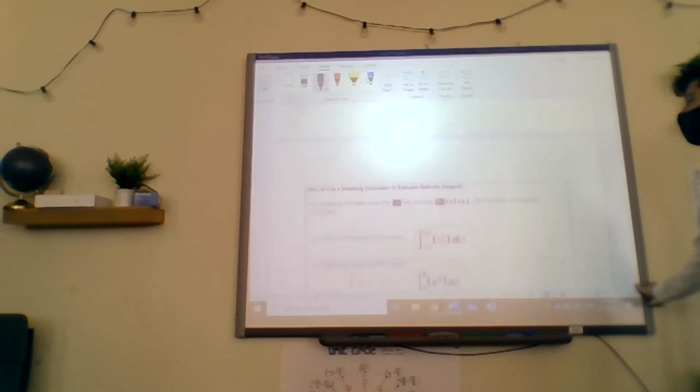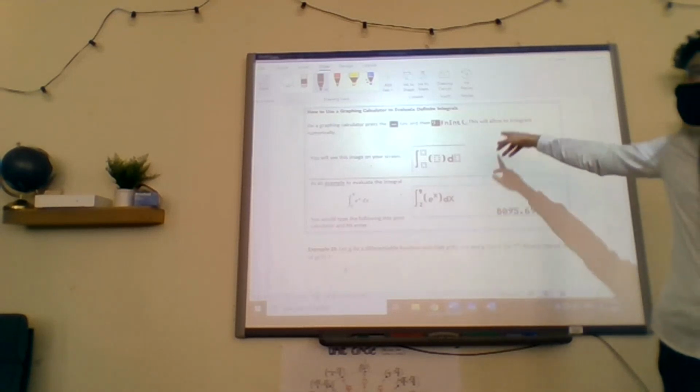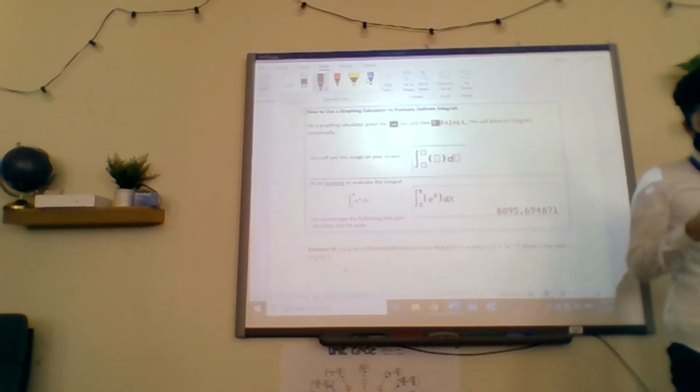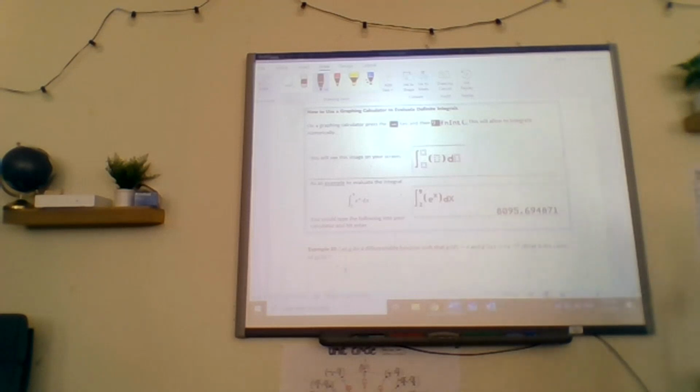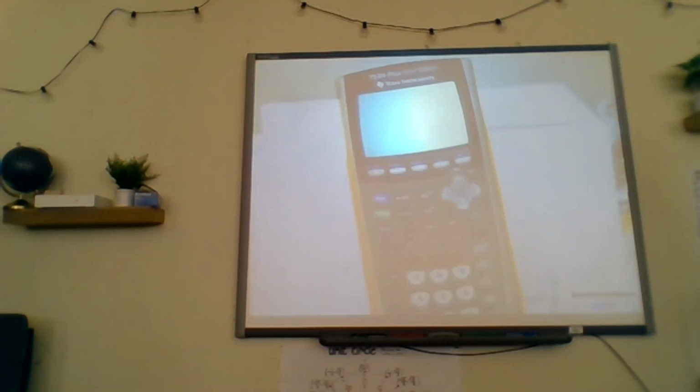Okay, and then here's the last thing. The first thing we're teaching you about your calculators is that they can do integrals straight up in your calculator. So if you have a TI-84 or a TI Inspire or whatever you guys have, here's how you can take integrals. Here's an example, and mine might look different from yours. This is a school calculator. It might not be as updated as yours.